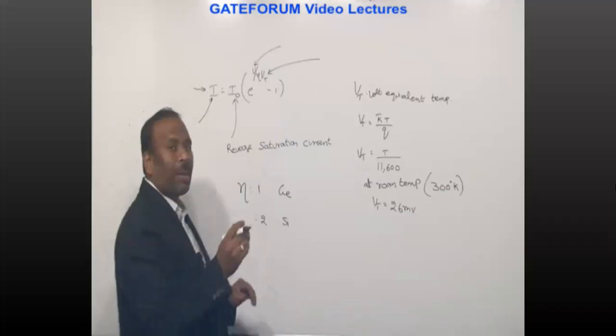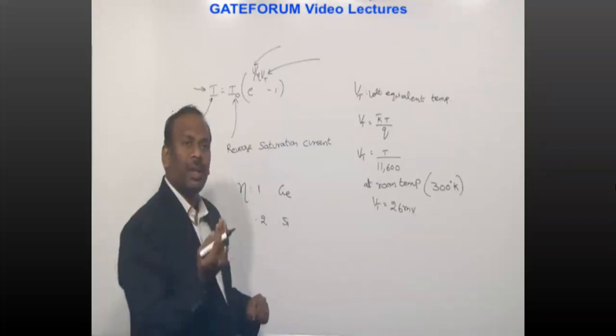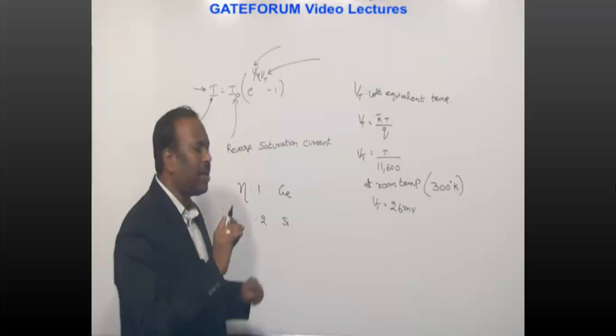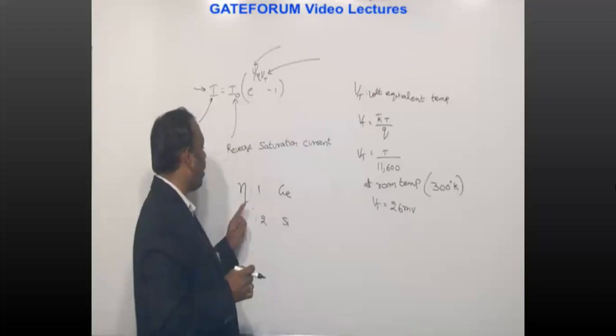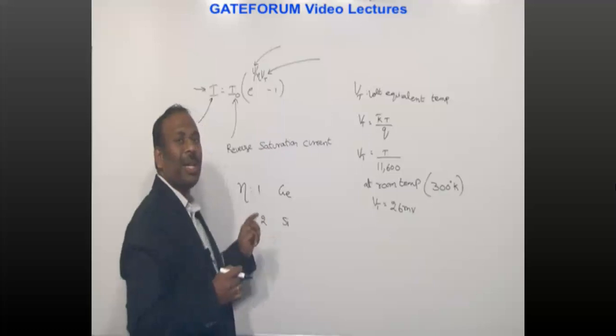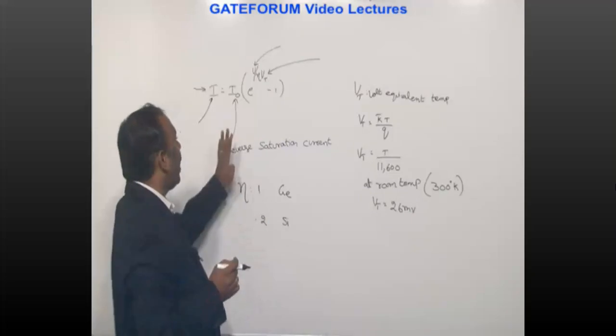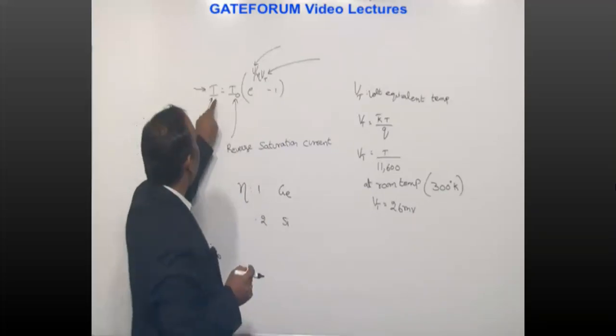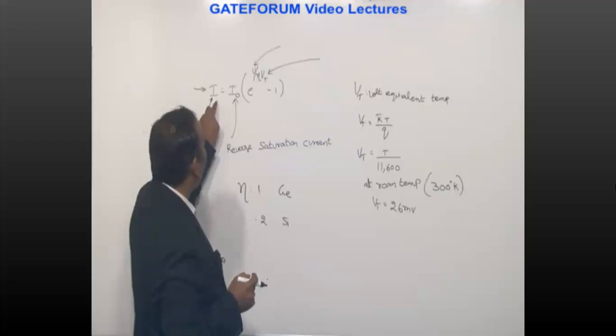Sometimes in the problem it will say neglect eta value, then there is no need to consider eta. Otherwise, if it is a germanium diode, you have to consider eta equals 1, whereas for silicon diode, eta has to be 2. This is about the terminology of each variable involved in this equation.